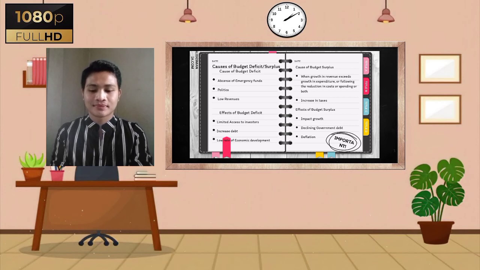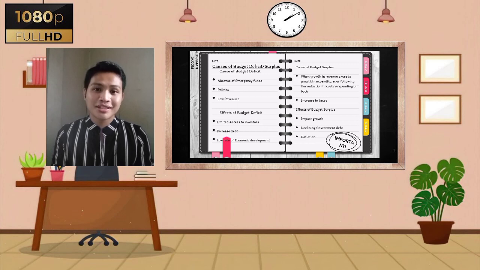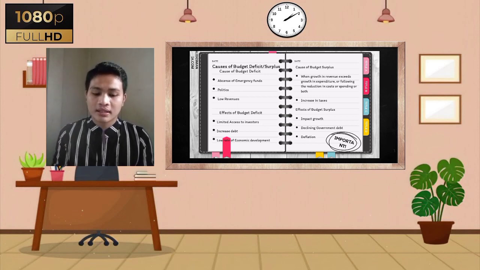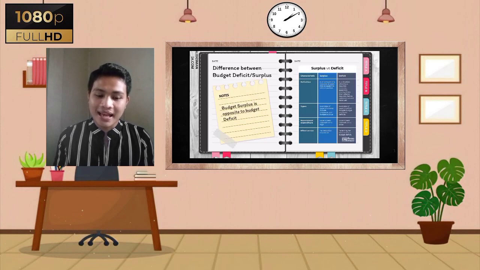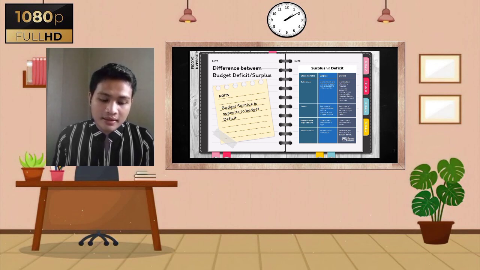Next, the difference between budget deficit and surplus. The budget deficit and surplus are way too different. In surplus, government expenditure is high, and in deficit budget, government expenditure is lower. As for the effects on tax, in budget surplus, tax reduction may occur, and in budget deficit, taxes may be increased.